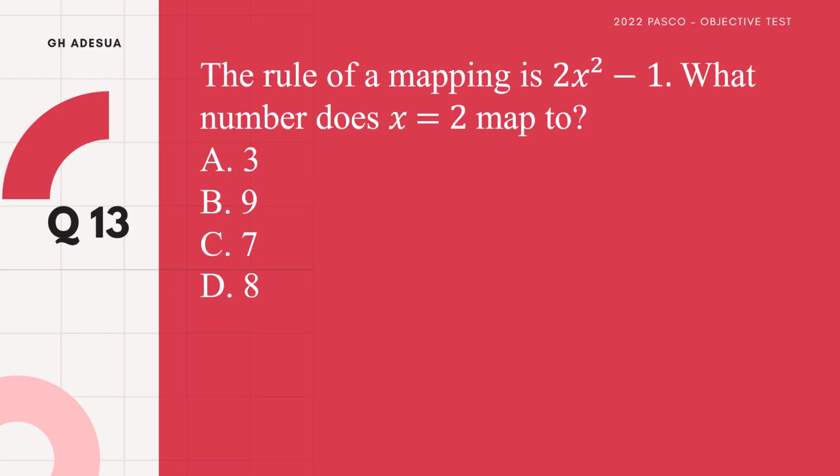The rule of a mapping is 2x squared minus 1. What number does x equal to 2 map to? So the rule of a mapping is 2x squared minus 1. What number does x equal to 2 map to? We have the options 3, 9, 7, and 8 to choose.